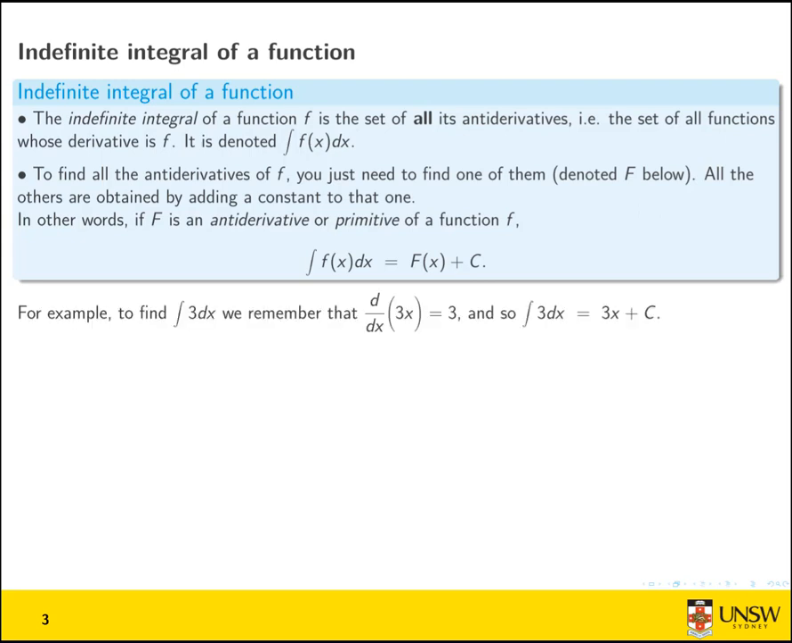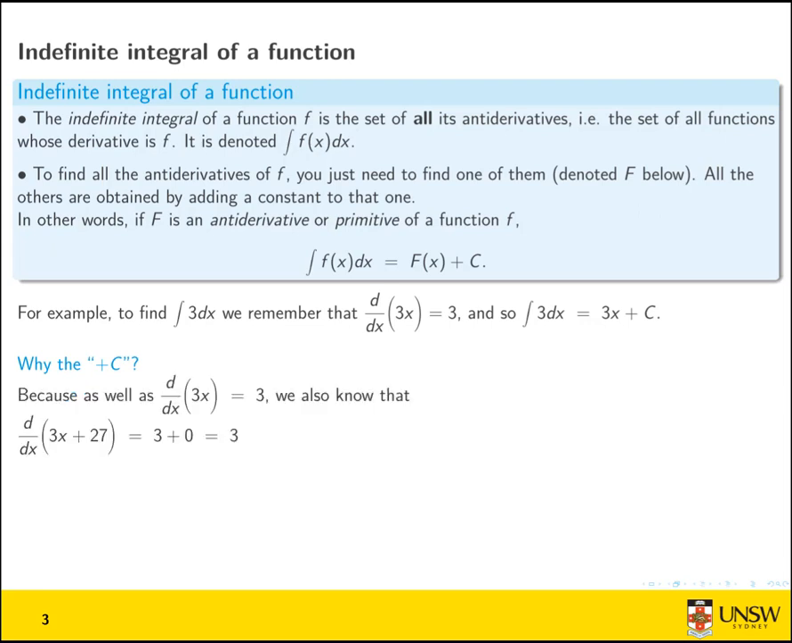Let's apply this method on an example. We want to find all the functions whose derivative is 3. If we remember that the derivative of 3x is 3, well, we found one. We did this step. And then to get all of them, we add the plus c. At this point, some of you probably wonder what the plus c is there for. Well, it turns out that 3x is a function whose derivative is 3. But so is 3x plus 27, because the derivative of the constant 27 is 0. And that's not the only one.